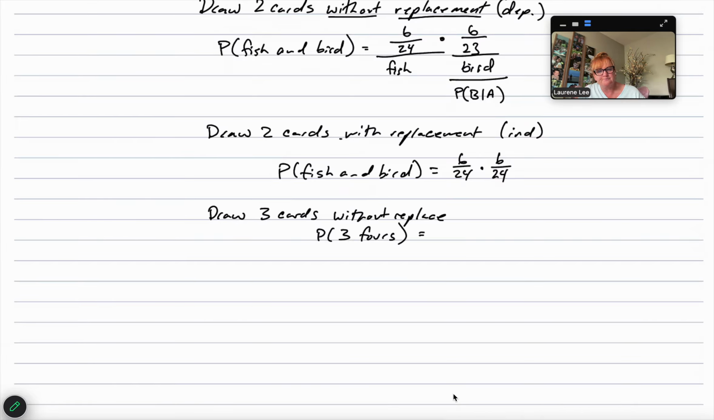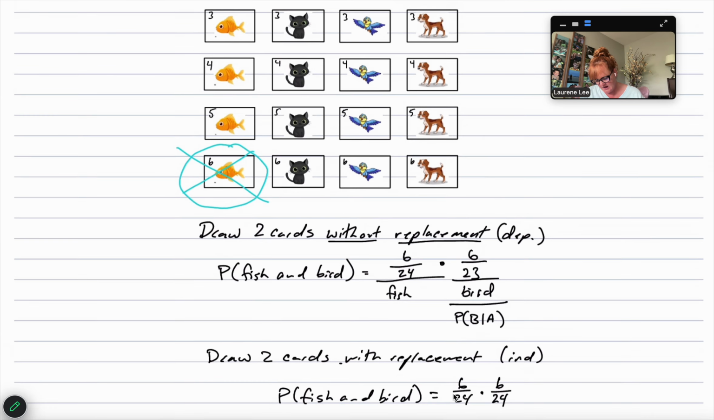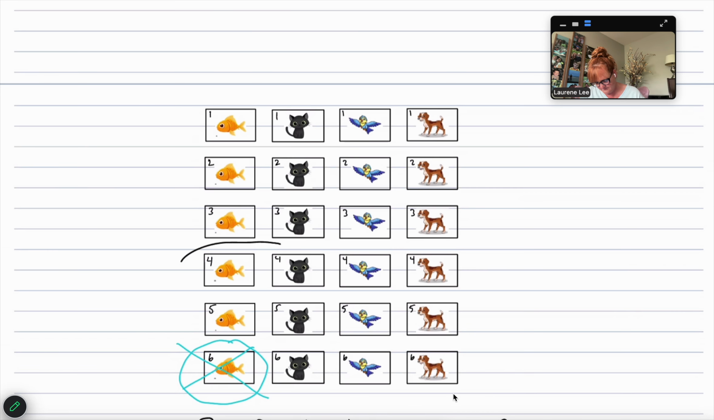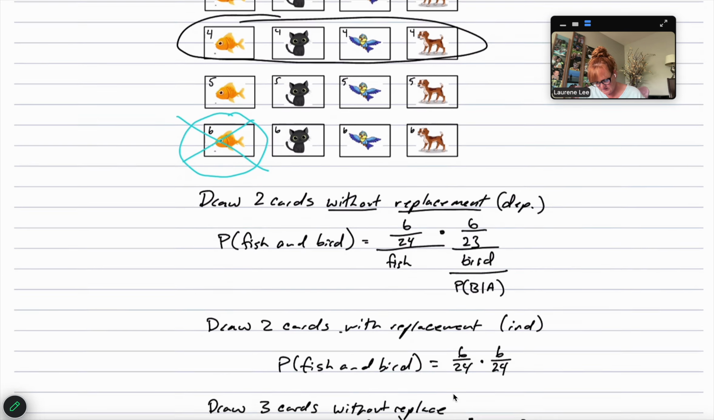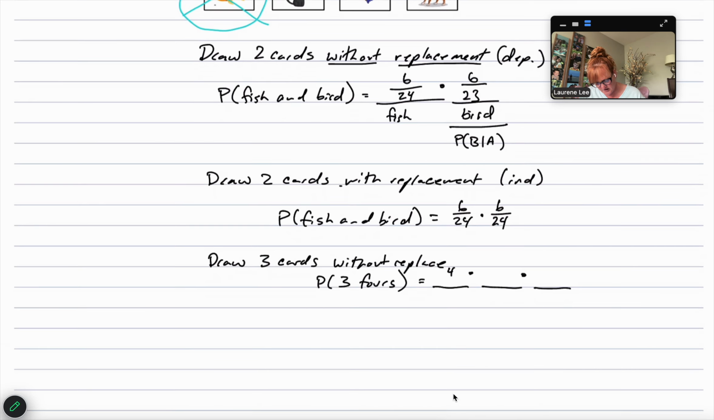3 4s. That means there's 3 events. That means I need to build 3 fractions. So I've got 1, 2, 3 fractions that I'm going to build, and they're going to be multiplied together. So let's go to the first. I'm going to draw a 4. How many 4s are there? There are 4 of them. So the first probability is going to be 4 out of 24.